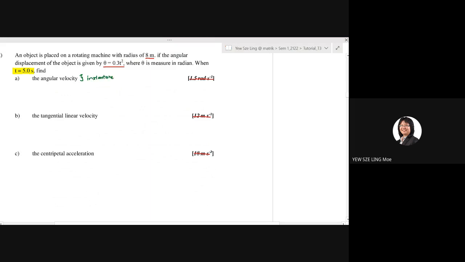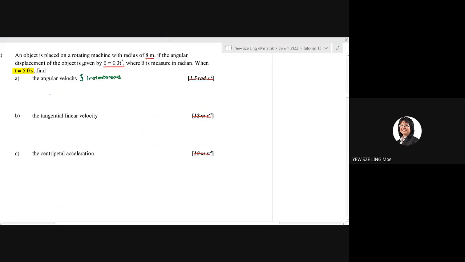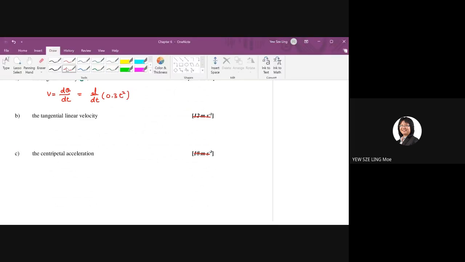Instantaneous value. So how to calculate the instantaneous value? Which is omega equals d theta over dt. You need to differentiate theta. So d over dt of 0.3 t squared. How to differentiate? That is the question.